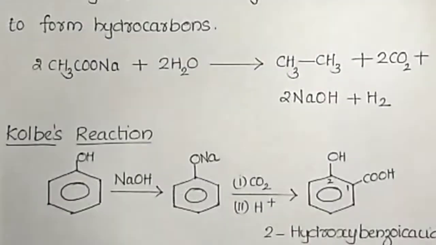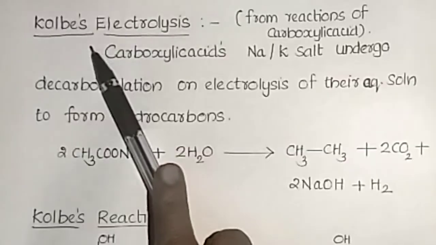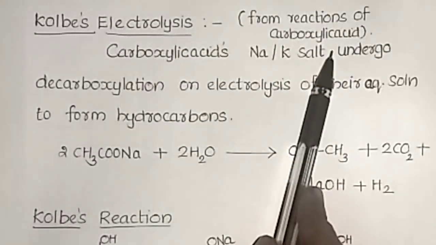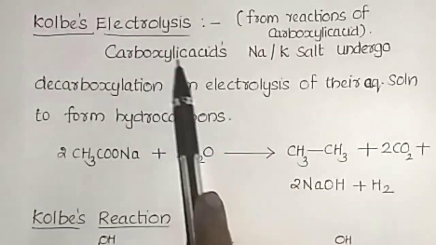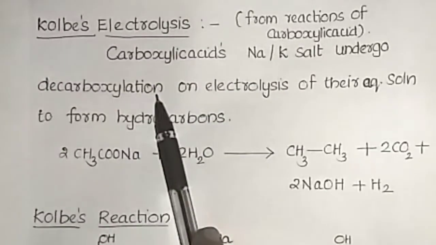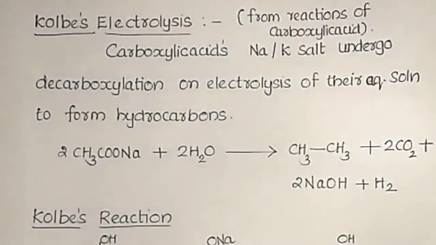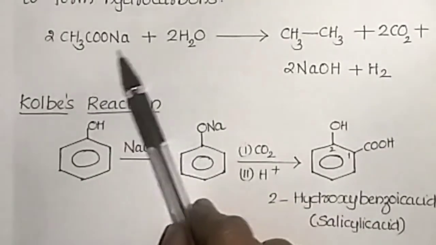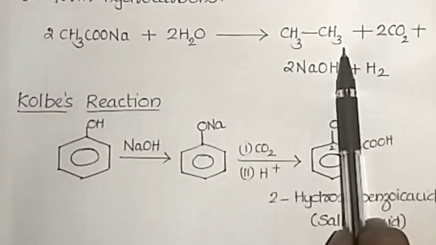But another reaction is there, which we studied in the previous year. Now Kolbe's electrolysis comes in the reactions of carboxylic acids. Only the name is mentioned, but we should remember this reaction also. The sodium or potassium salt of a carboxylic acid undergoes decarboxylation on electrolysis of its aqueous solution to form hydrocarbons. On electrolysis of the aqueous solution of the sodium or potassium salt of a carboxylic acid, we get an alkane.